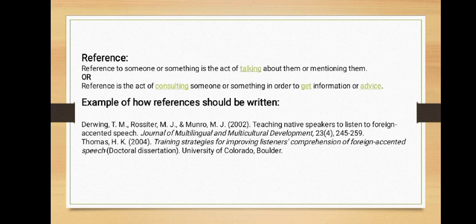Derwing, T.M., Rossiter, M.J., and Munro, M.J. 2002. Teaching native speakers to listen for foreign accented speech. Journal of Multilingual and Multicultural Development, 23(4), 245-259. Thomas, H.K. 2004. Training strategies for improving listeners' comprehension of foreign accented speech. Doctoral dissertation, University of Colorado Boulder.